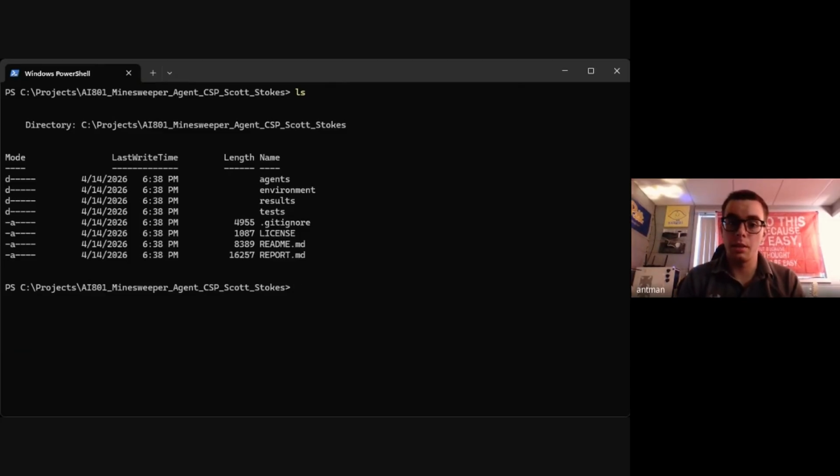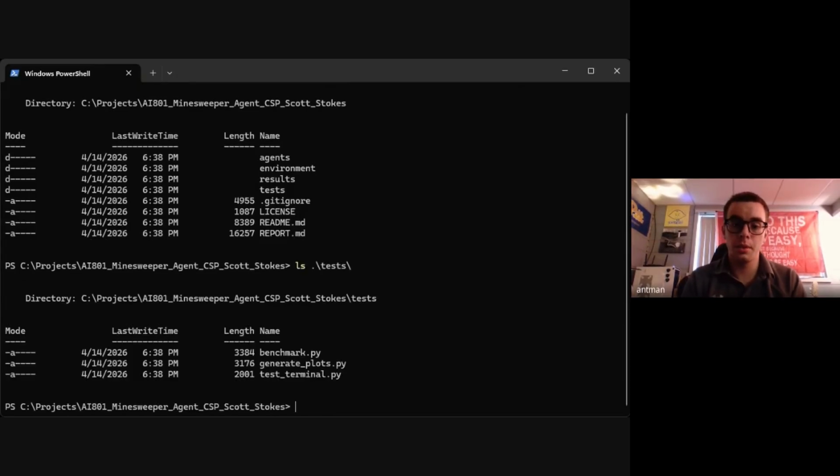Results houses the graphs that are created from the tests. As you can see here, the test folder houses the benchmark, generate plots, and test terminal. The test terminal is how you can play Minesweeper. Generate plots is the Python code to create the graphs that you saw earlier in the presentation. Benchmark is the automated test where we ran 5,000 games, 1,000 per agent.